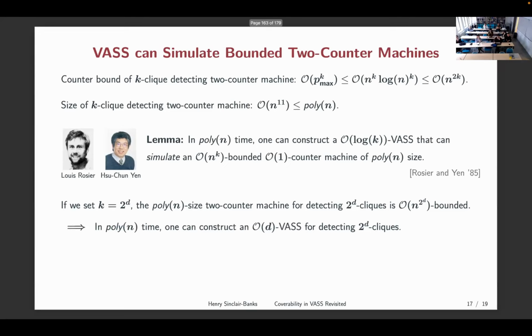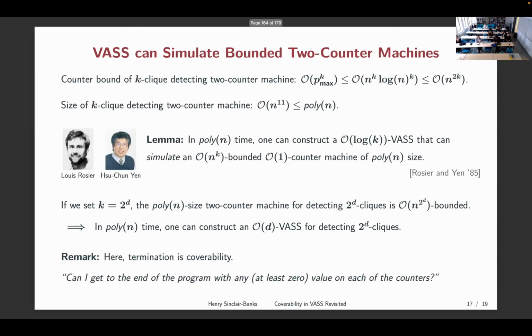I hope this makes sense. We're just substituting k equals 2 to the d into the simulation statement. We yield a VASS that has poly n many states, so it's really big, and it has log of 2 to the d, which is d many counters, and we're using this for detecting 2^d cliques.